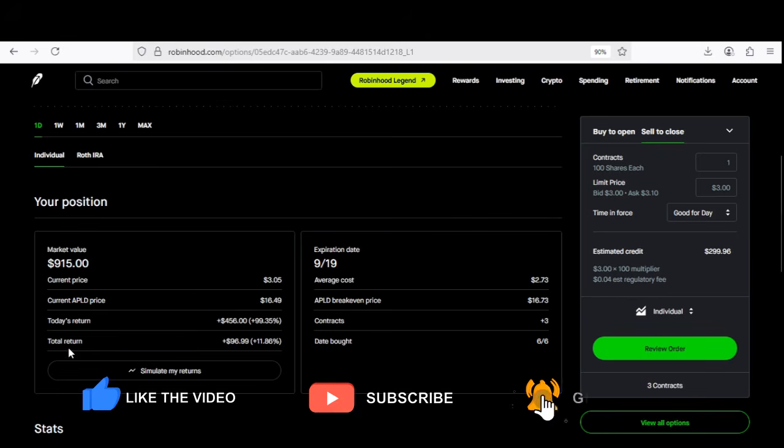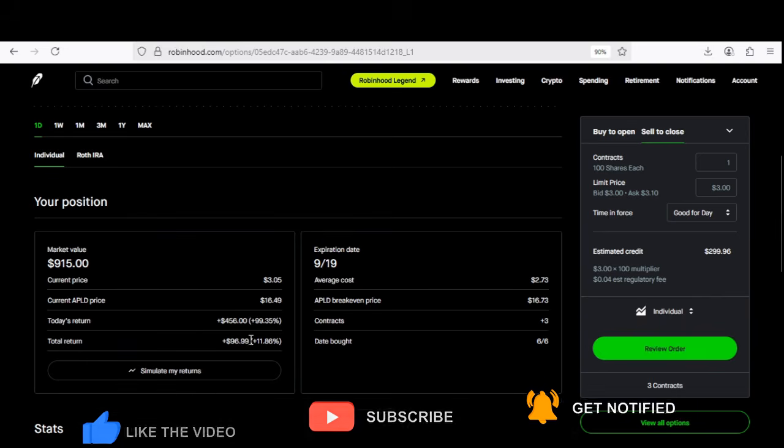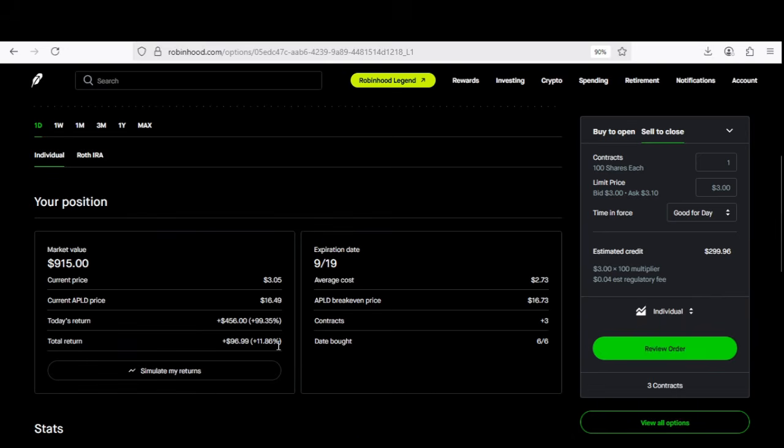Now, the total return for this option is going to be $96 or 11%. That's a total return right now. So as you can see to the right here, if I were to sell to close these options, let's go ahead. I'm going to put in my 3 contracts right here. You're going to see the amount of money I will be receiving is going to be $899, or let's say $900. Remember, I did pay $819, so I will be up on the trade if I decide to close it out today. Obviously, I'm not going to close out the trade today because I still have some time on it.